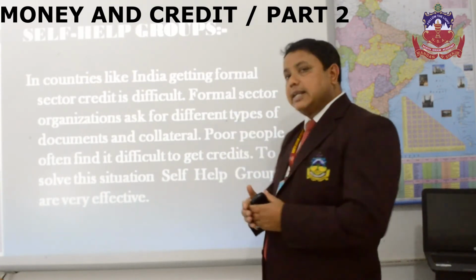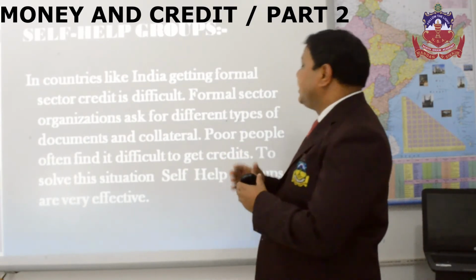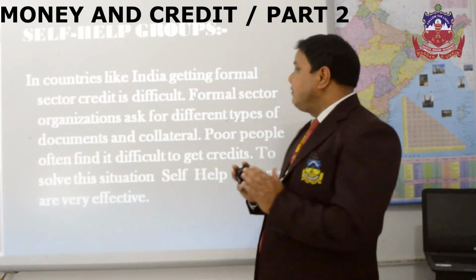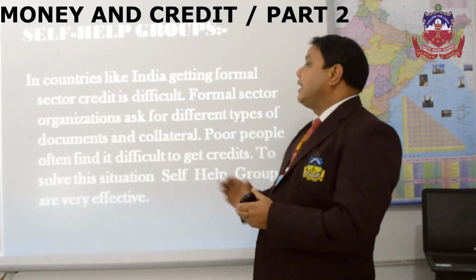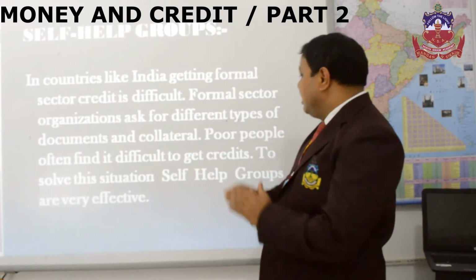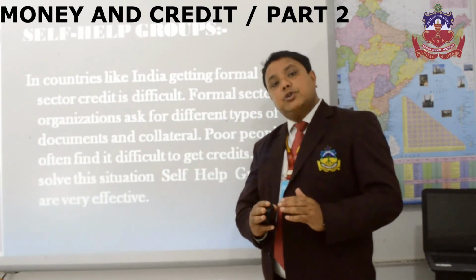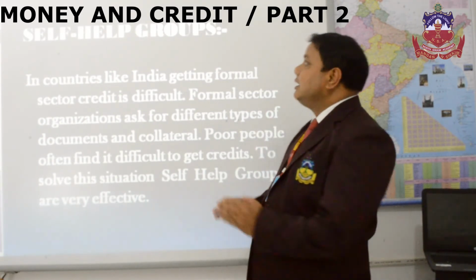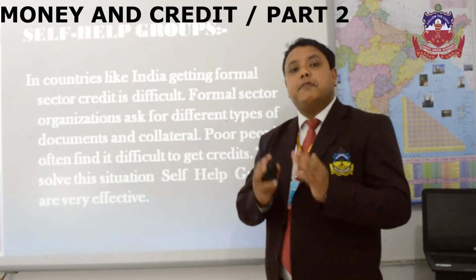and it is very difficult for a layman to get easy credit from the formal sector. To solve this situation, organizations like self-help groups can be very effective. Formal sector credit, as I said, asks for different types of documents and collateral, and poor people are not in a position to show all these things. And in this situation, self-help groups can be very, very effective.